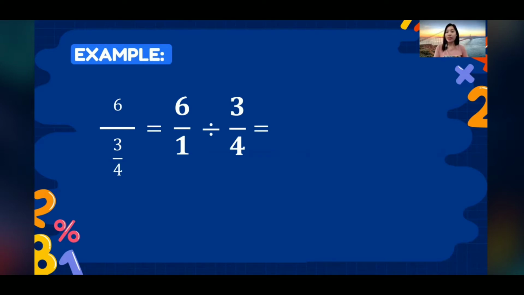The first thing to do is keep. And when we keep, we copy. Very good. So copy the first fraction. And then the next thing to do is, good. Change the division symbol to multiplication symbol. And the next thing to do is get the reciprocal of the second fraction or simply flip it. Very good. So we'll have 4/3. What is the next thing to do?